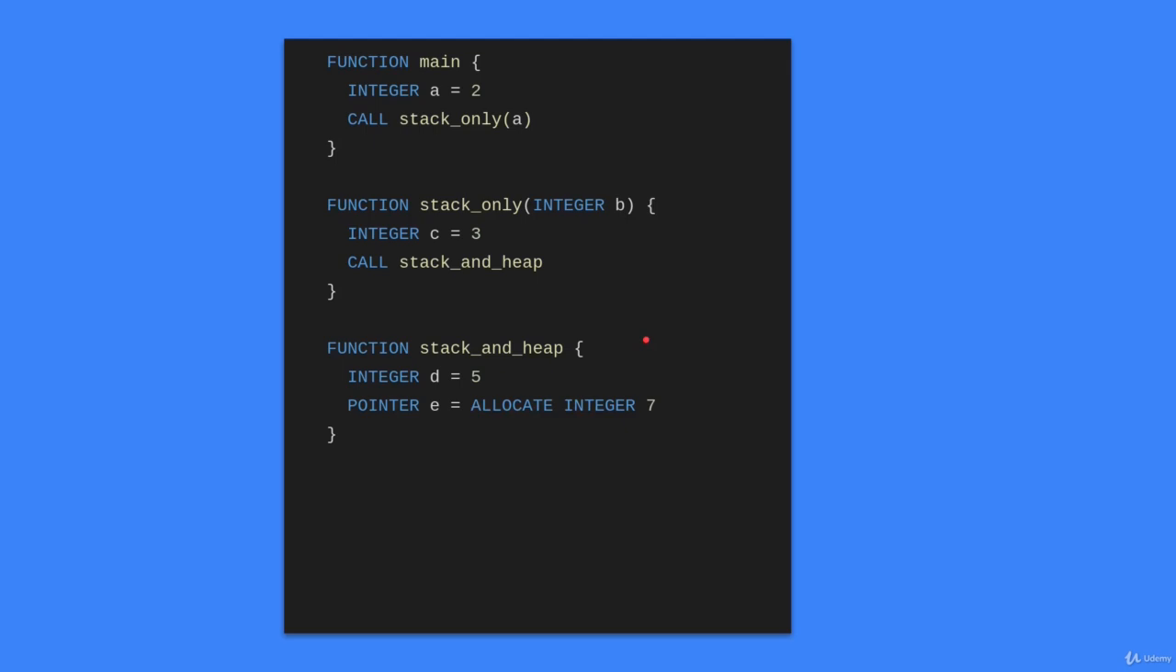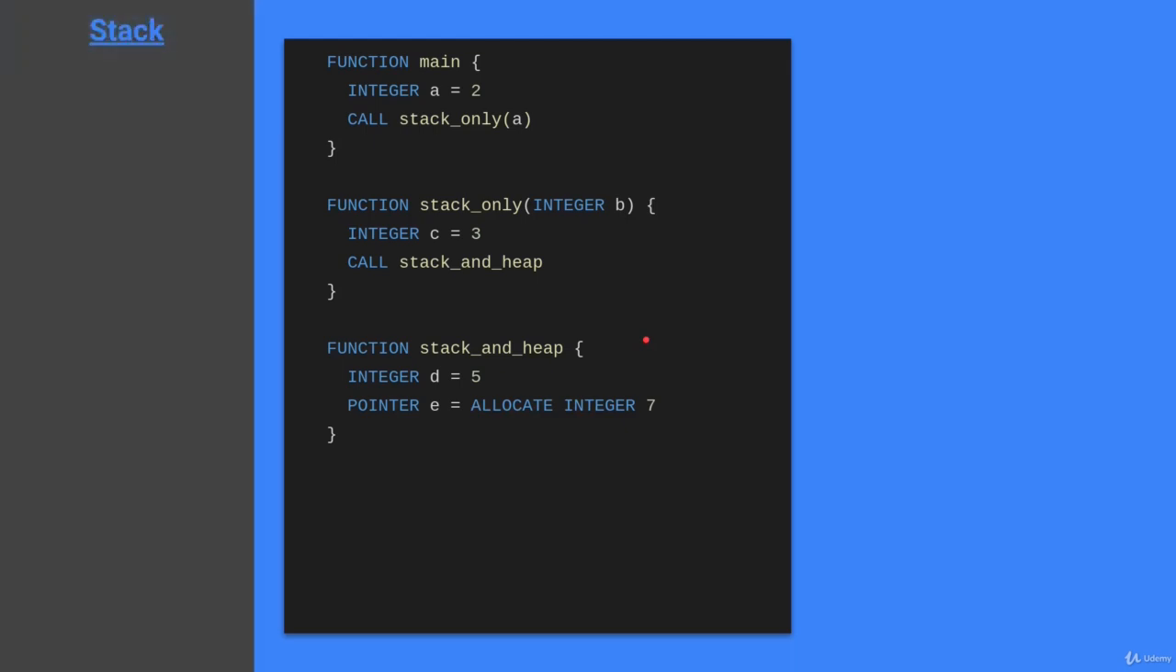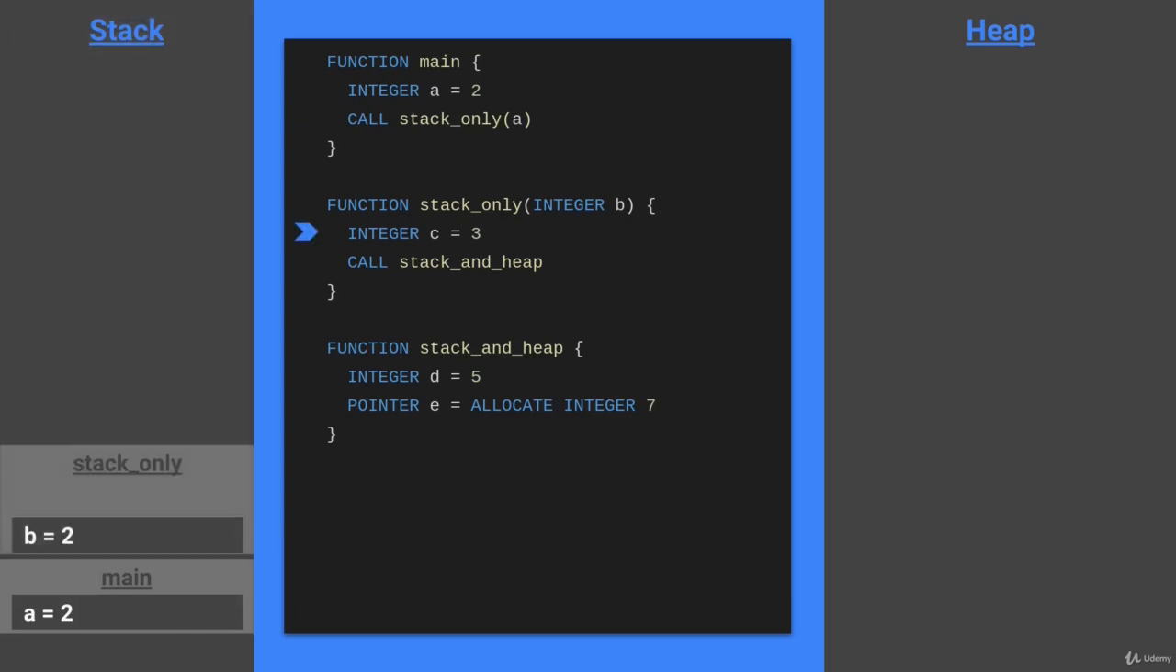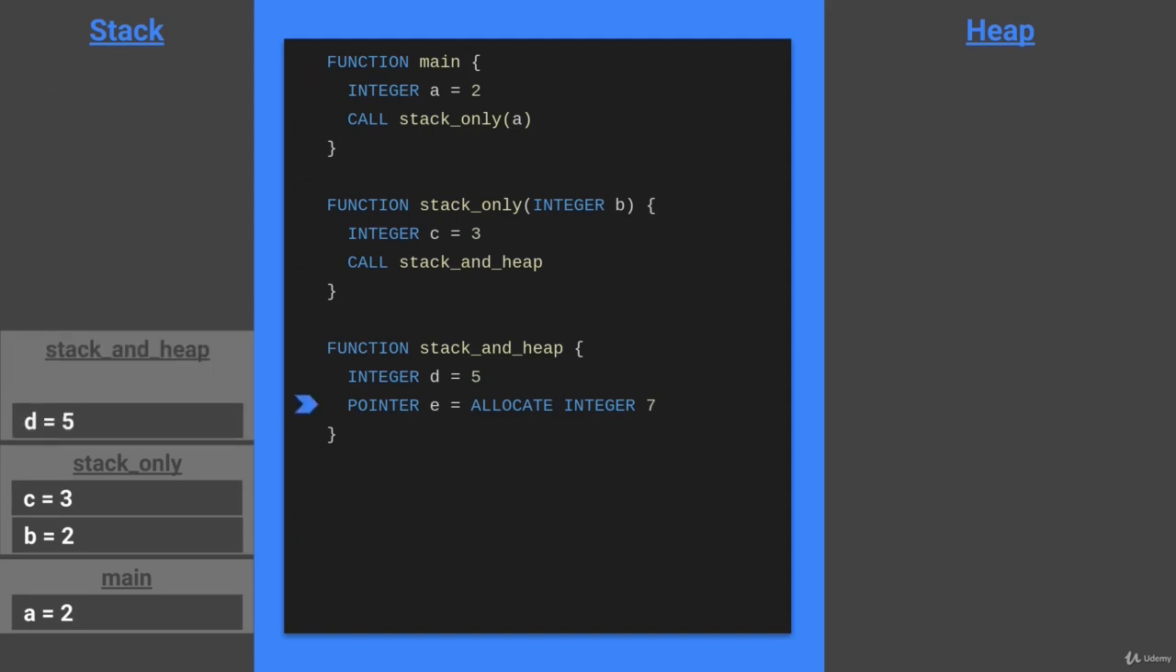So for this we need a stack, but also we would need a heap. So again, let's enter our main function. We see that we have our stack frame. We put our local variable there, and we jump to the next function, which puts all of its local variables on the stack, and then we jump to the stack and heap function. So now the stack and heap function creates its local integer that goes to the stack, and now we have to allocate memory on the heap.